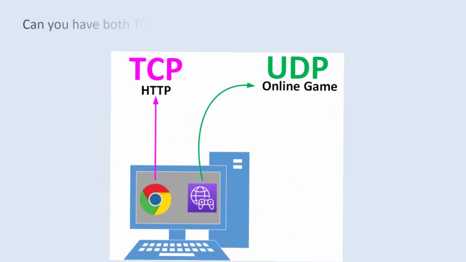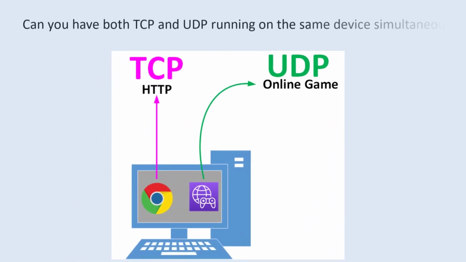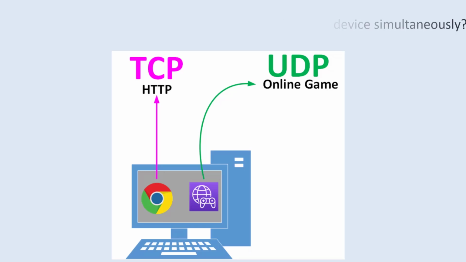Can you have both TCP and UDP running on the same device simultaneously? Yes. A device can have both TCP and UDP protocols active simultaneously. Each application or service is identified by a combination of IP address and port number, allowing for multiplexing.